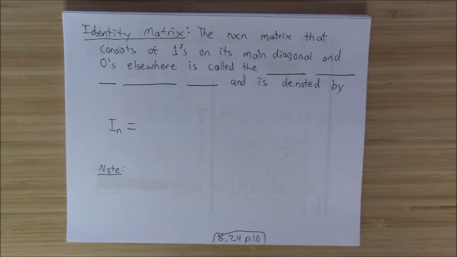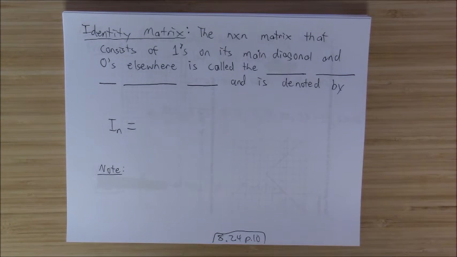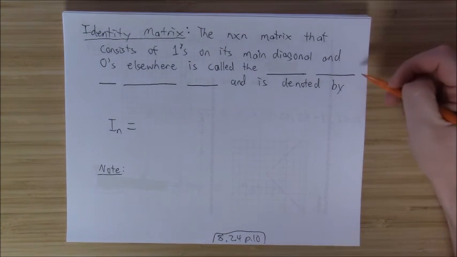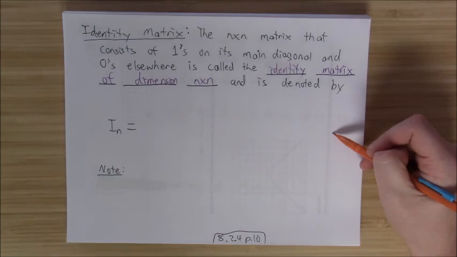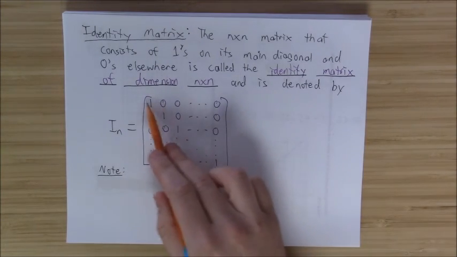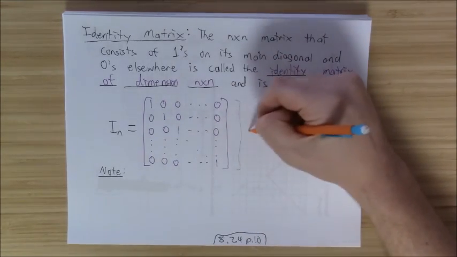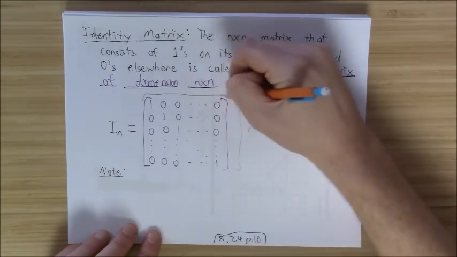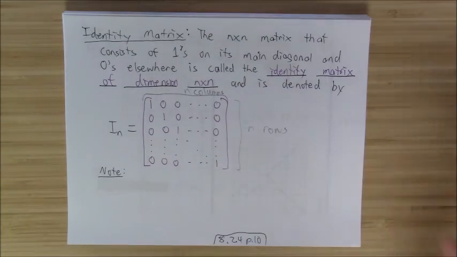Matrix multiplication also has an identity matrix. This will be a lot more important in a couple more videos. We'll look at this further. But for now, we're just going to note that if you have an n by n matrix that consists of 1s on its main diagonal and 0s elsewhere, this is called the identity matrix of dimension n by n and is denoted by I_n. Namely, we have here the n by n matrix with n rows and n columns. And here we have ones along the main diagonal, but zeros everywhere else.